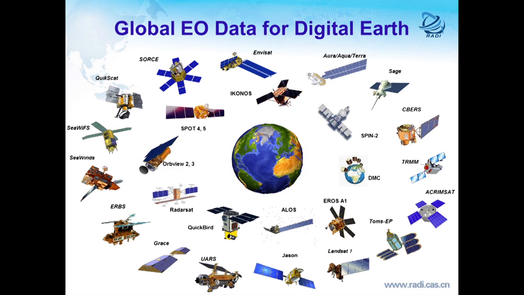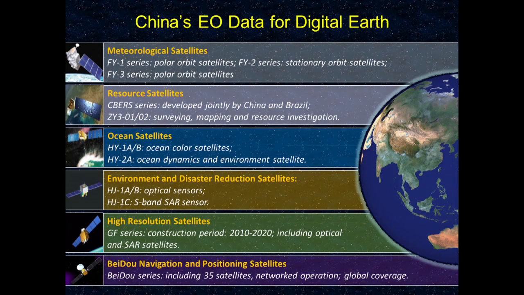But here, let me take some examples, some observation data. The observation data here is GEOS. The slide shows that every day, different countries' satellites are in orbit. This observation data is not just remote sensing data, but also navigation satellite data, and also some geophysical data.